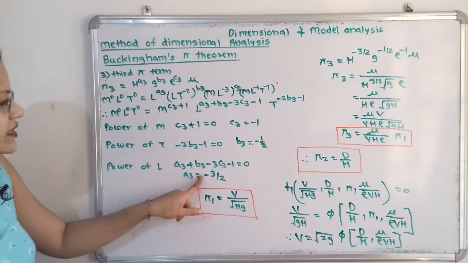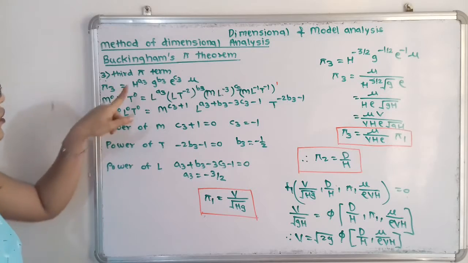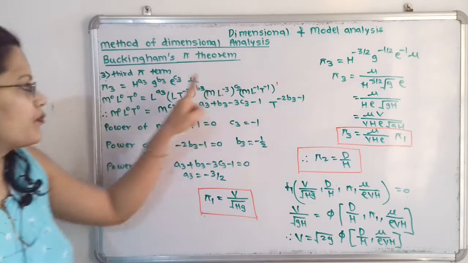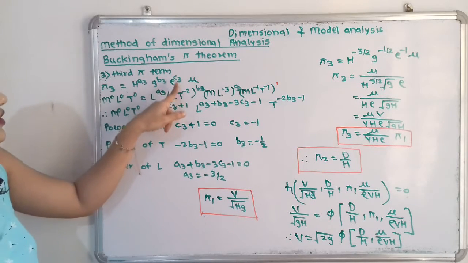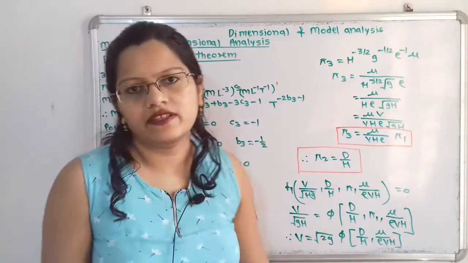So now these powers a3, b3, c3 we have to put here. So a3 is minus 3 by 2, so h raised to minus 3 by 2. g raised to b3, that is minus half. Rho raised to c3, that is rho raised to minus 1 into mu. So here is the pi 3 value.